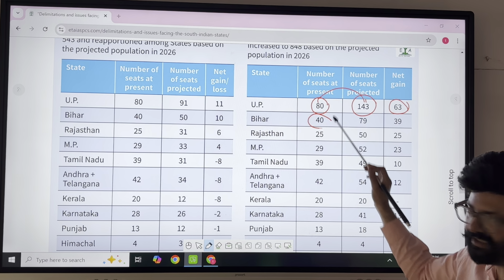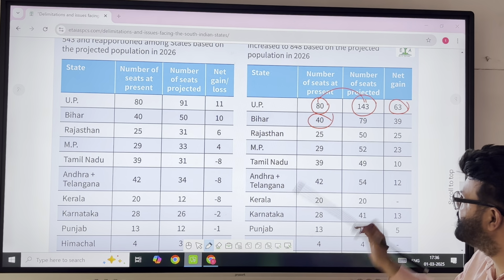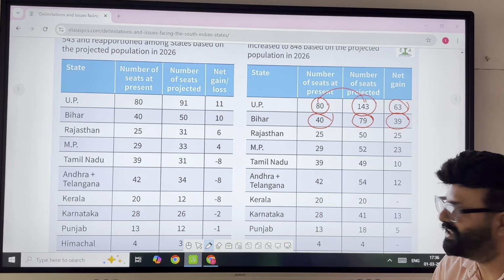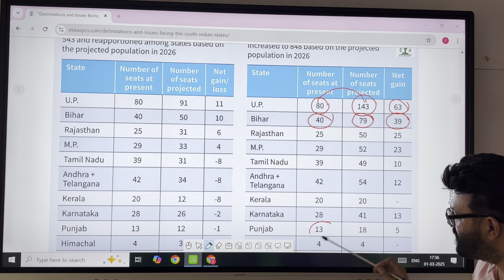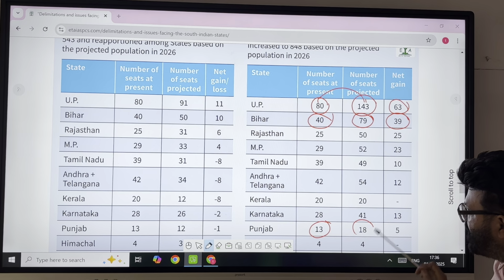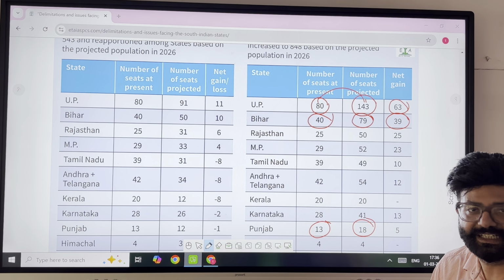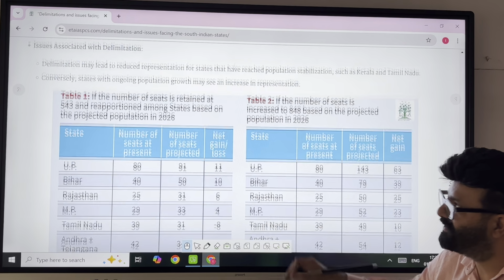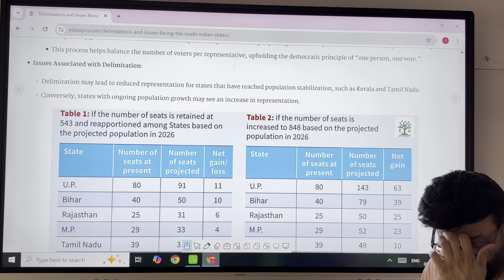Similarly, how many seats does Bihar have? 40 seats. It will have 79 seats, a net gain of 39 seats. Now look at Punjab. Punjab has 13 seats. If we go by 842, Punjab will get 18 seats, that is 5 more seats. So there is a complexity. Now looking at this figure, you will also be confused.